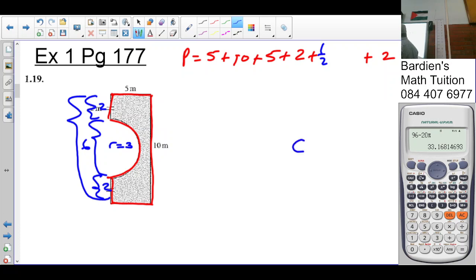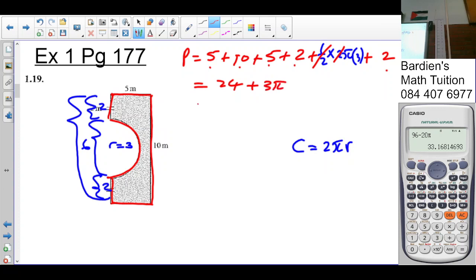So how do you calculate the circumference of a circle? 2 pi r. But it's half of this. So it's half times 2 pi, and what's the radius? 3. There we go. But confusing, no? But you must play around with it. So that will give you 22, 24, plus, that cancels, 3 pi. Now explain that part again. How I got 3 here?